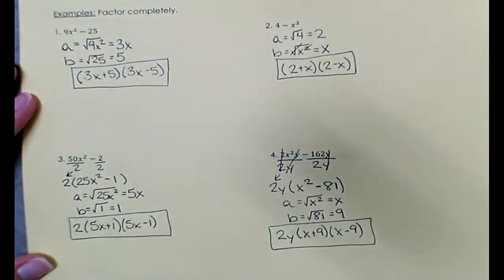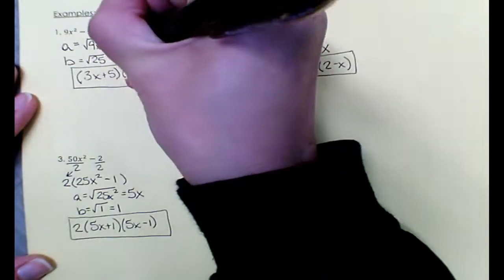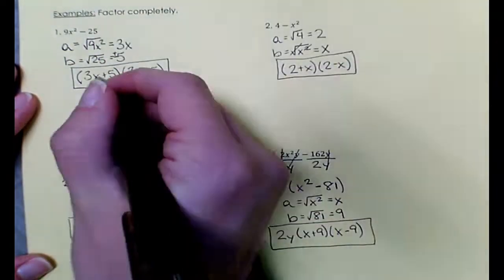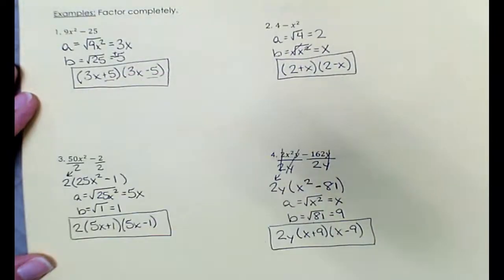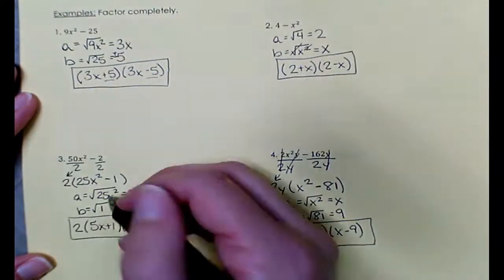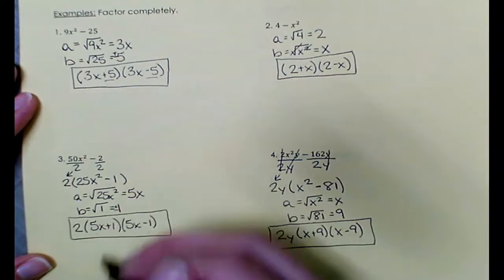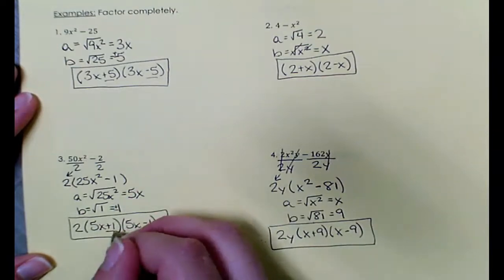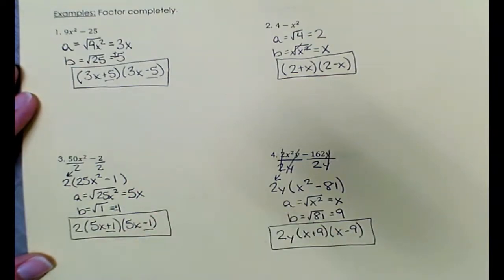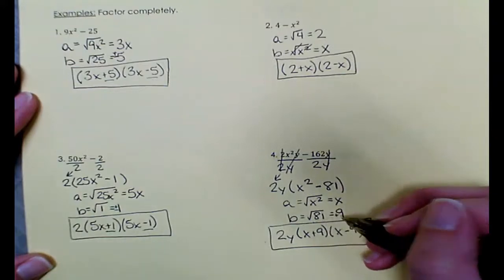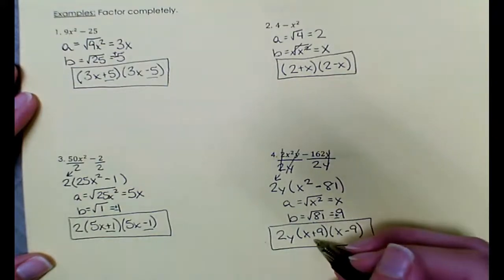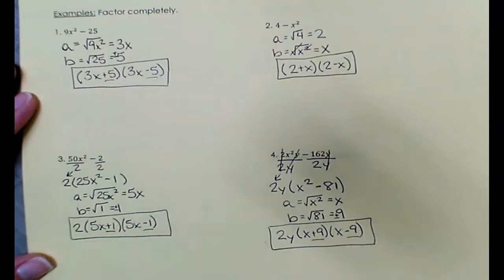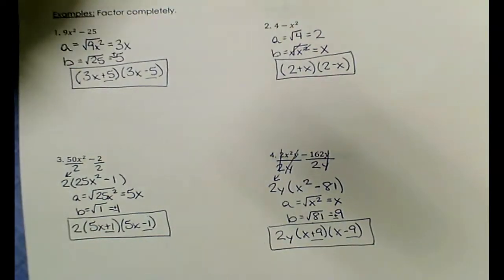Now when you take the square root of a number, you don't just get the positive value. You get the positive and you get the negative, which is why you have a plus 5 and a minus 5. Square root of 1 is not just 1, it's positive and negative 1. So we have a plus 1 and a minus 1. Square root of 81 is a positive 9 and a negative 9. So we have a plus 9 and a minus 9. So just kind of throwing that in there because I think it's helpful to you.